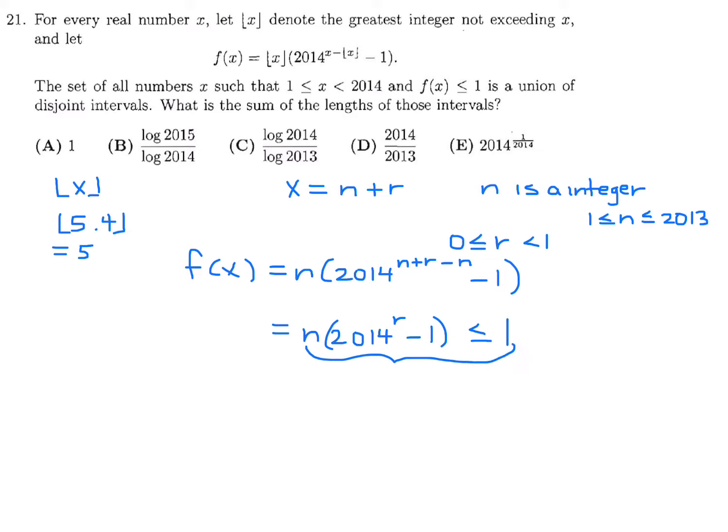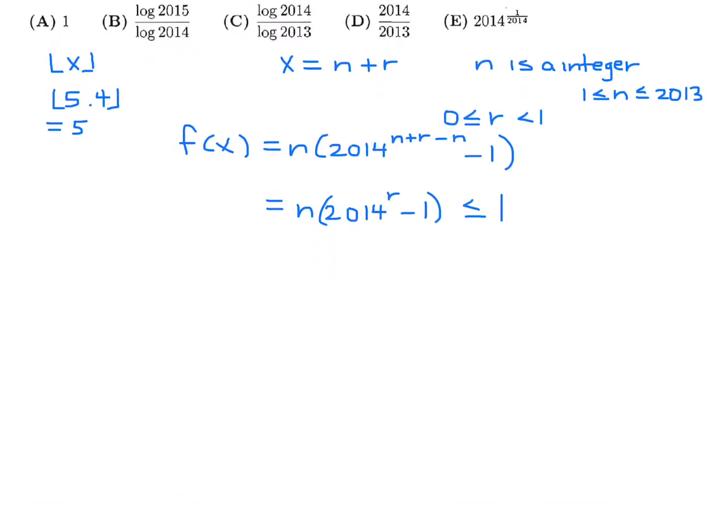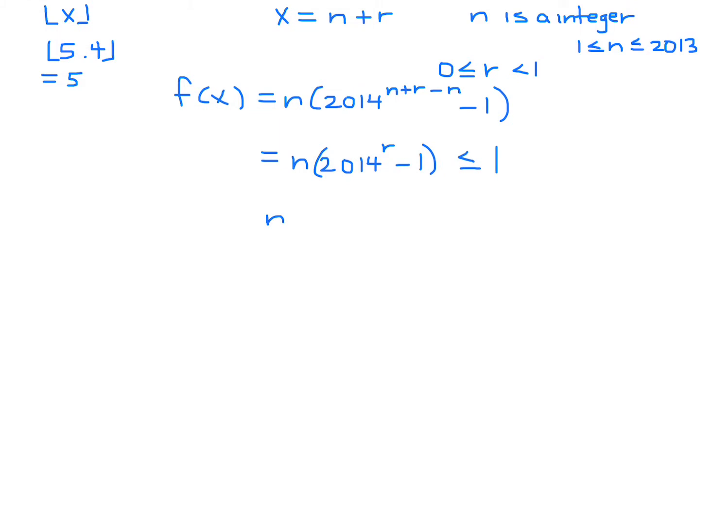Okay, so now let's work with this. 2014 to the r minus 1 is less than or equal to 1 over n if I bring the n over to the other side like that. And then I can always bring the 1 over, so I have 2014 to the r is less than or equal to 1 over n plus 1. Okay, no trick so far, just basic algebra. Now I will simplify this part a little bit by getting a common denominator, 1 plus n over n, just like that.